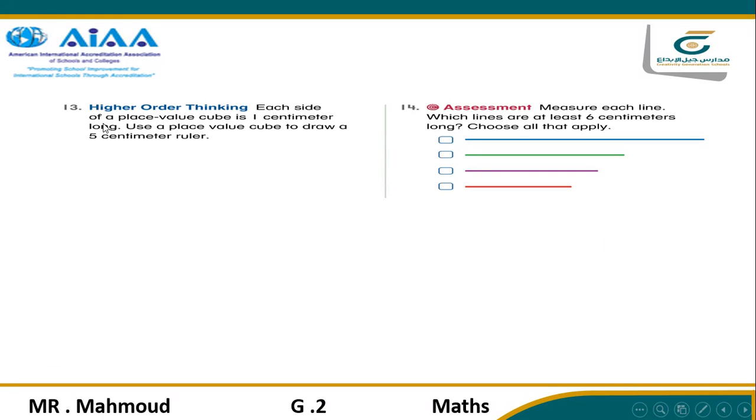Each side of a place value cube is 1 centimeter long. Use a place value cube to draw a 5 centimeter ruler, and that's easy for you. You can do it yourself. Number 14. Measure each line. Which lines are at least 6 centimeters long? Choose all that apply. 6 centimeters long at least. So in other words, I want any line here equals 6 centimeters or more than 6 centimeters. You will see it will be the first one and the second one here.